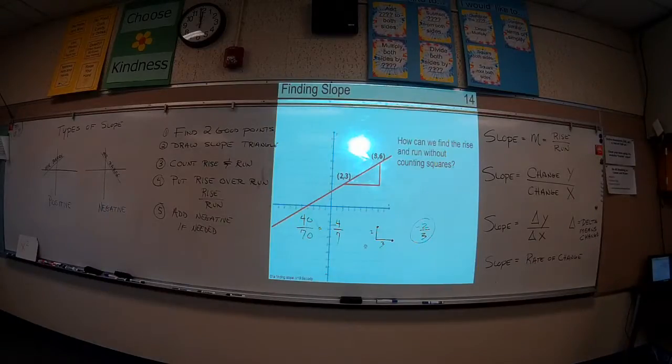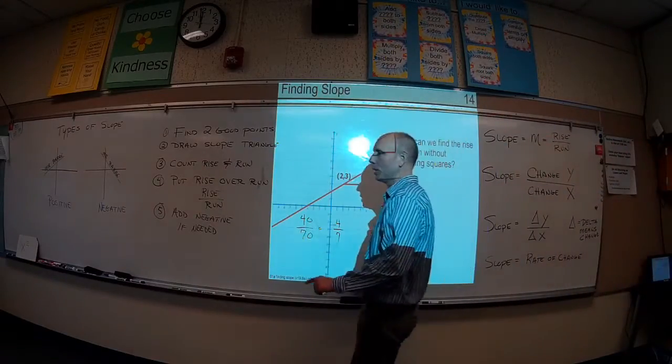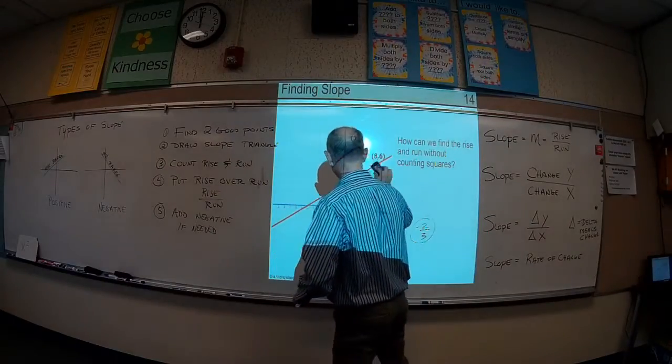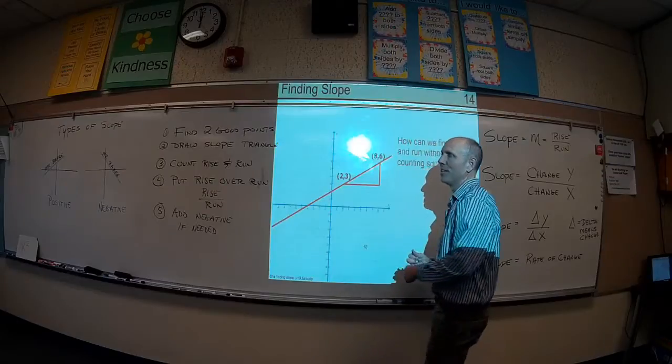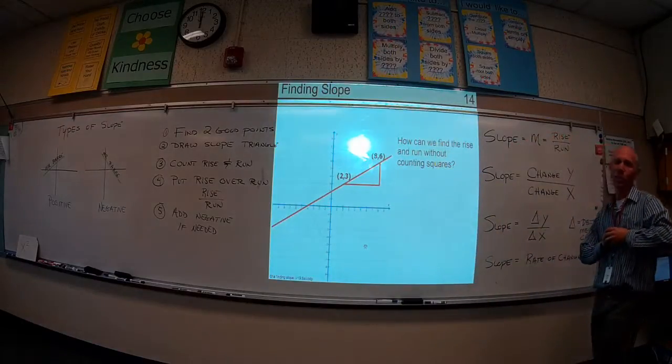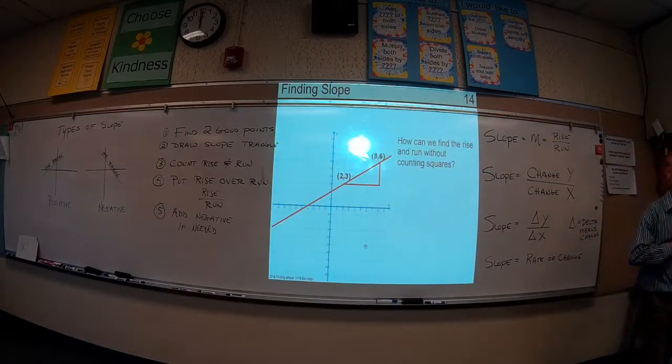Now, I don't want to count the squares on the triangle. What I want this time is I want you just to look at the points. I want you to look at 2,3 and 8,6 and see if you can figure out a way to find the slope with just looking at the points. Work on it and talk to your neighbor about it. Just looking at the points.